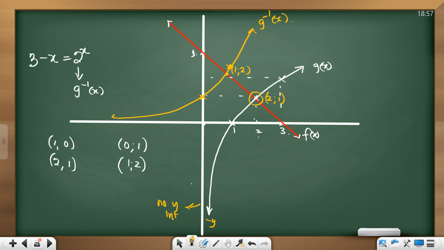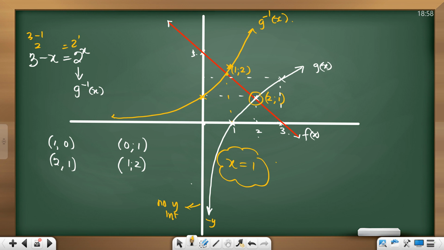Everything is just opposite. Remember, we are looking for the solution, which is the point of intersection between the yellow and the red. What's our answer? X equals 1. And we can try. What is 3 minus 1? 2. What is 2 to the power 1? 2. Both equal. Guys, I want you to learn the power of graphs. It's a lot easier than algebra, because it's difficult to solve that question using algebra.